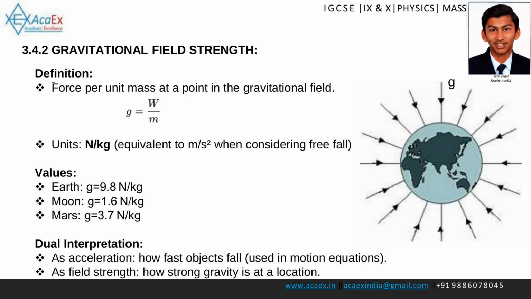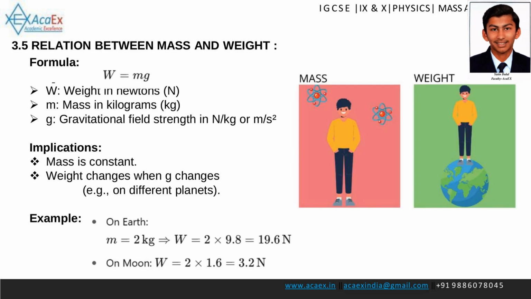Dual interpretation: the value g can be interpreted as acceleration, meaning how fast objects fall, or as field strength, meaning how strong gravity is at a location. Relation between mass and weight, formula: W equals mg, where W is weight in newtons, N, m is mass in kilograms, kg, and g is gravitational field strength in N/kg or meters per second squared.